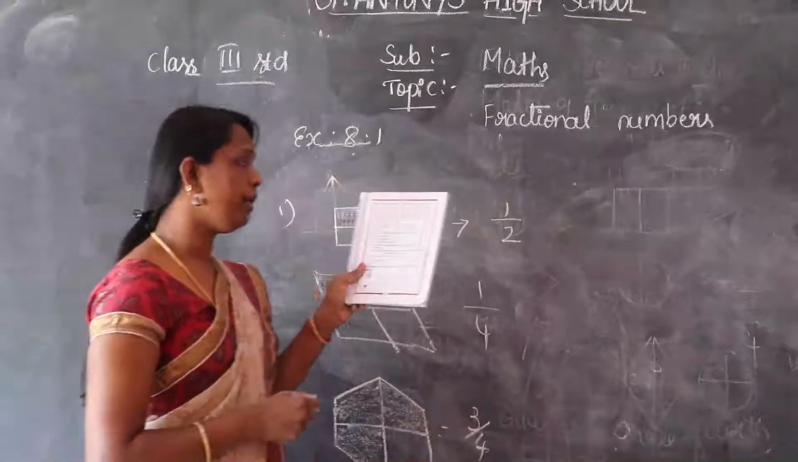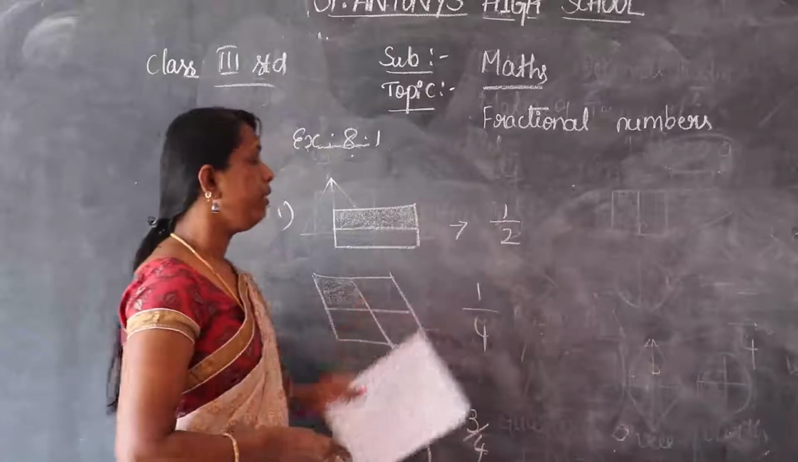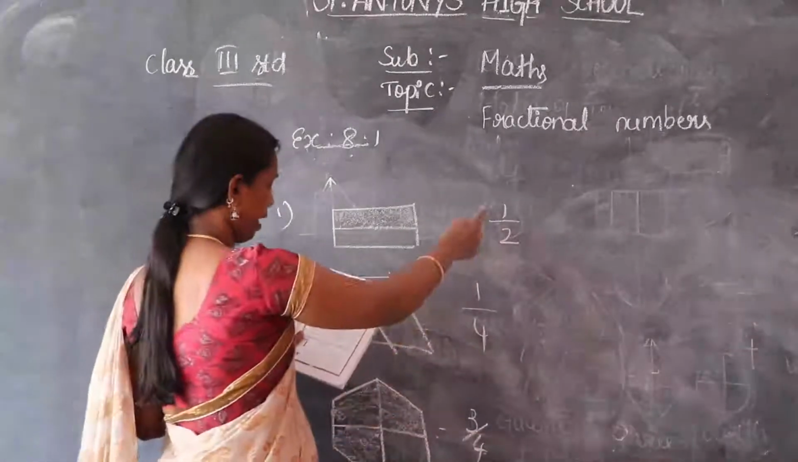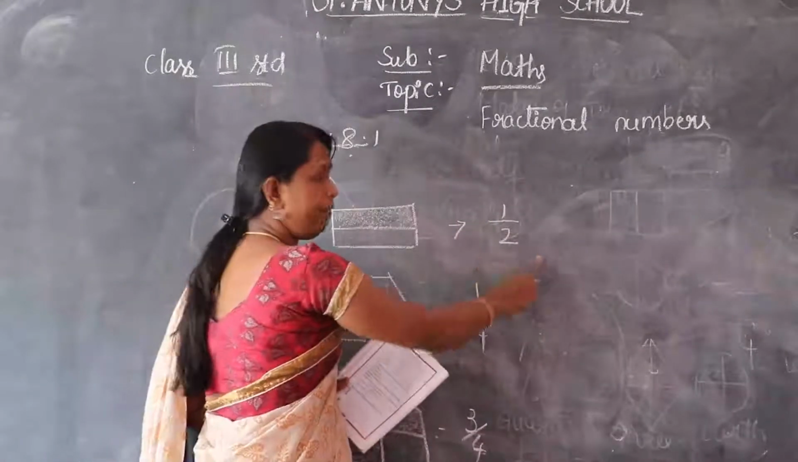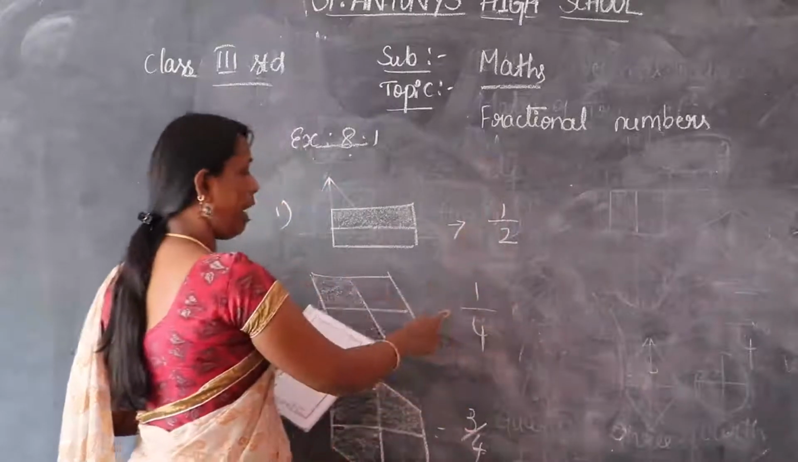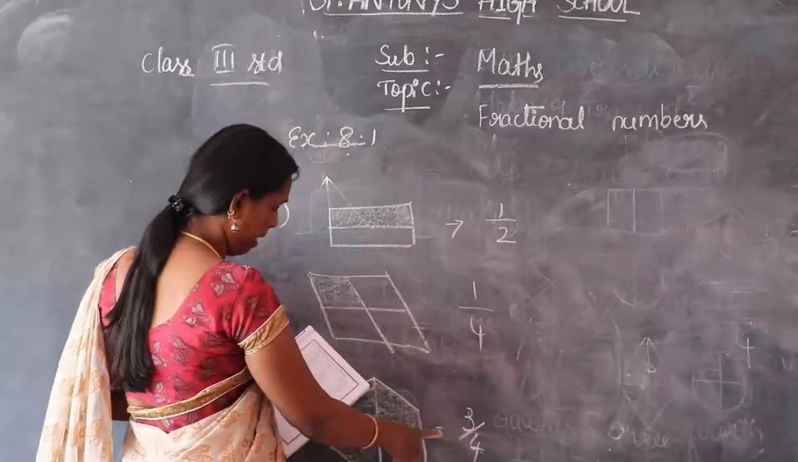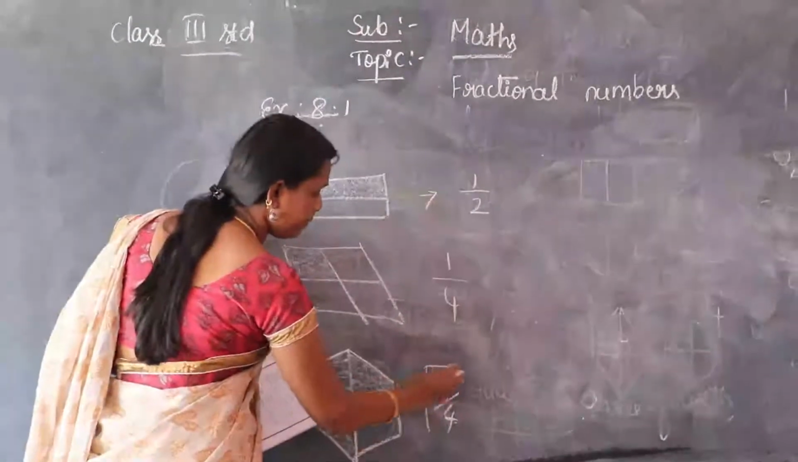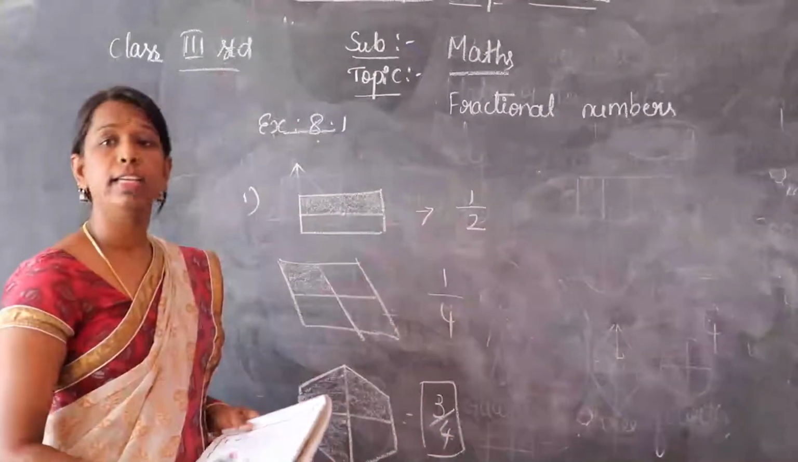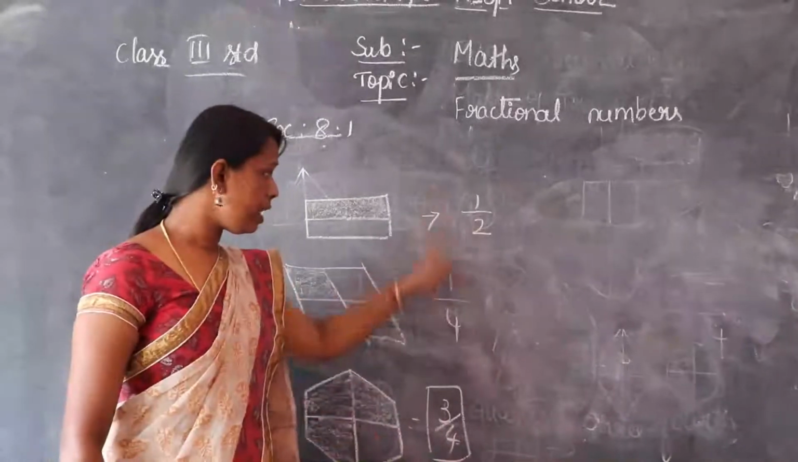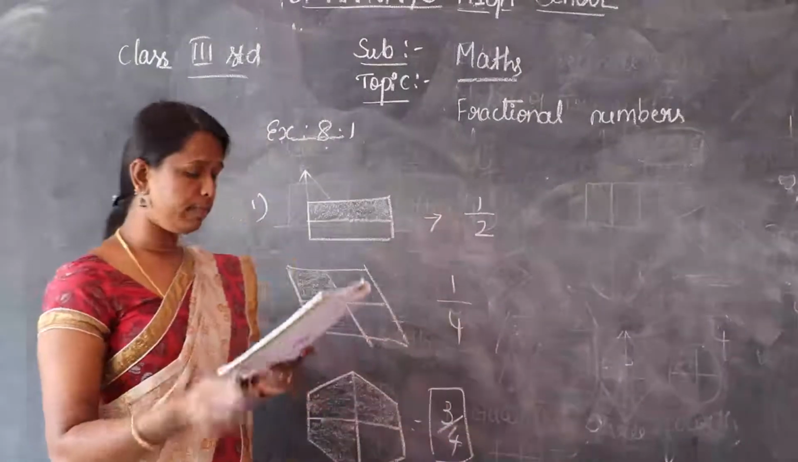Okay. Write the numerical form of the following. We know that half means 1 by 2. This is called as the numerical form. Half. Quarter part is 1 by 4, and 3/4 part is 3 by 4. So these are called as numerical forms.